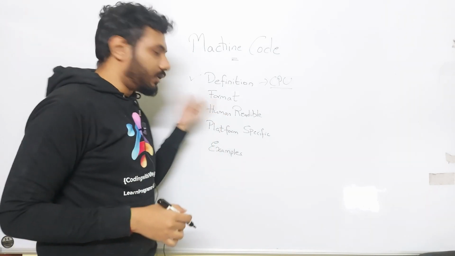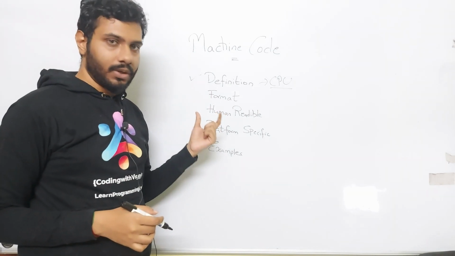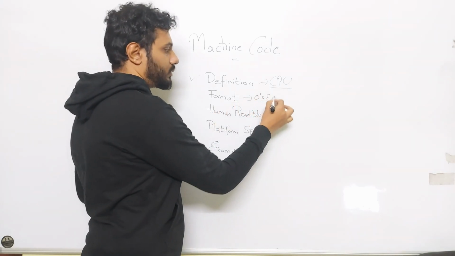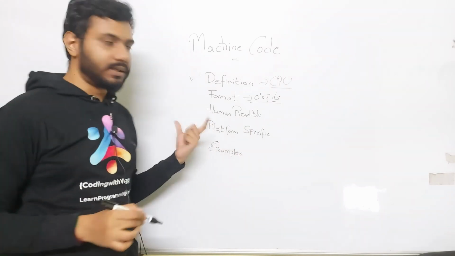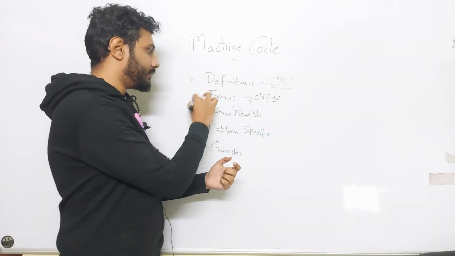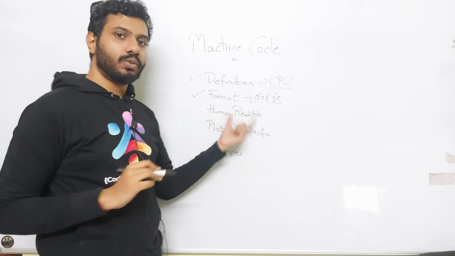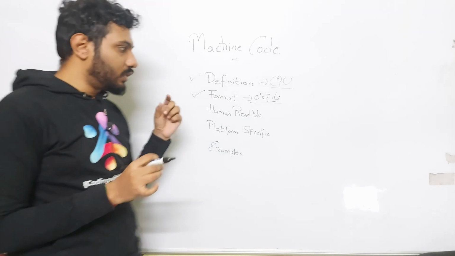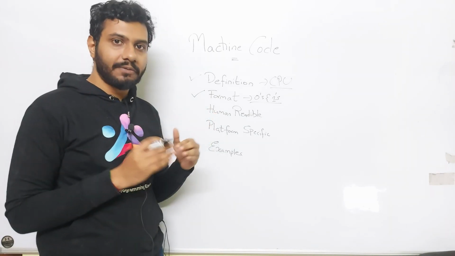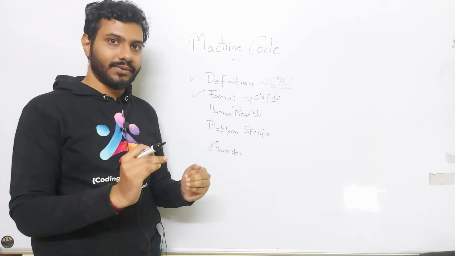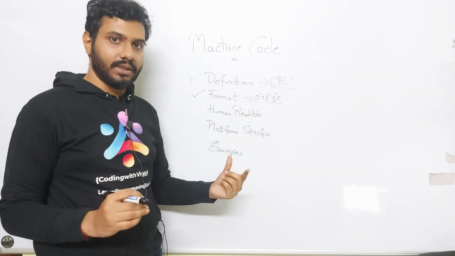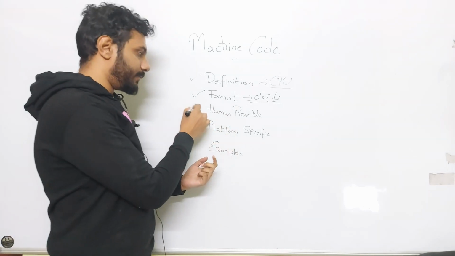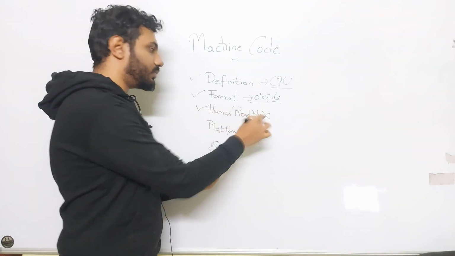Now, what is the format of the machine code? The format of the machine code is zeros and ones, that is the binary format. And is it human readable? No, it is not human readable. It is a low level language which only machine understands. You can't understand zeros and ones, right? So it is not human readable.